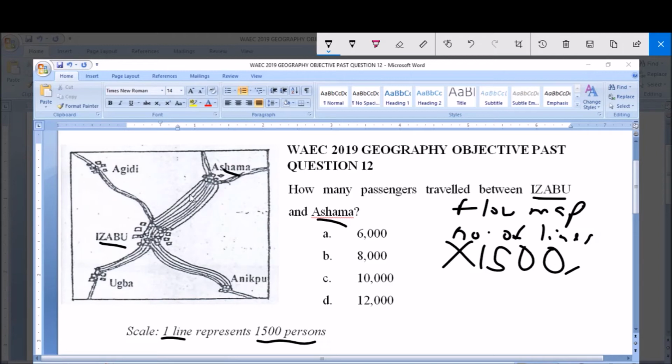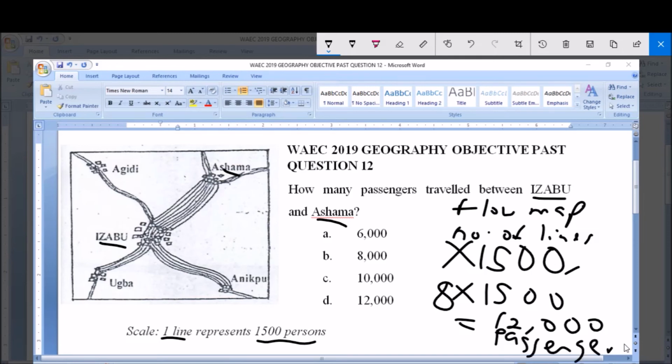So 8 multiplied by 1,500, and the answer 8 multiplied by 1,500 is 12,000. So 12,000 passengers traveled between Izabu and Ashama, and 12,000 is option D.